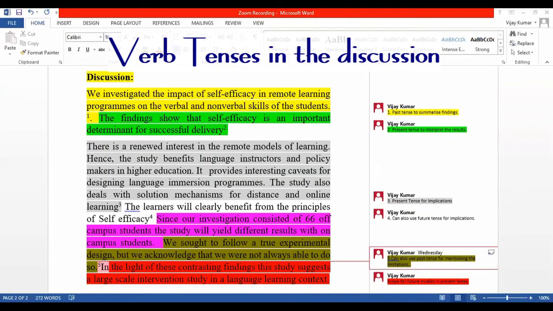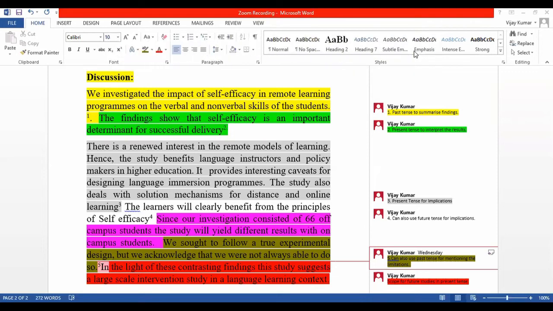The discussion section is one of the trickiest sections, because in this section you will use a combination of different tenses. At the outset, you will use the past tense to summarize the findings. For instance, we investigated the impact of, and we use the present tense to interpret the results. The findings show that. So past tense to summarize, and present tense to interpret.